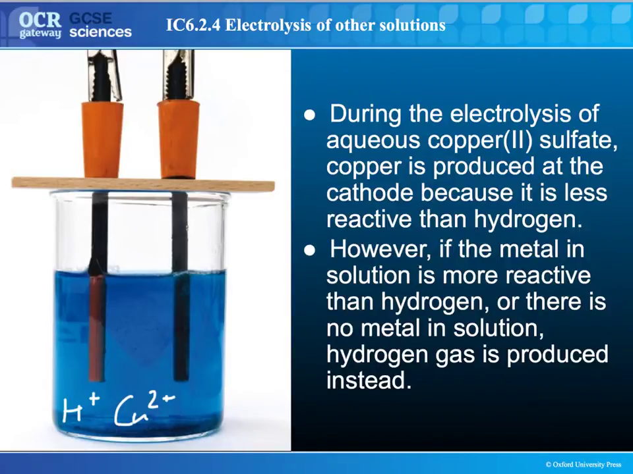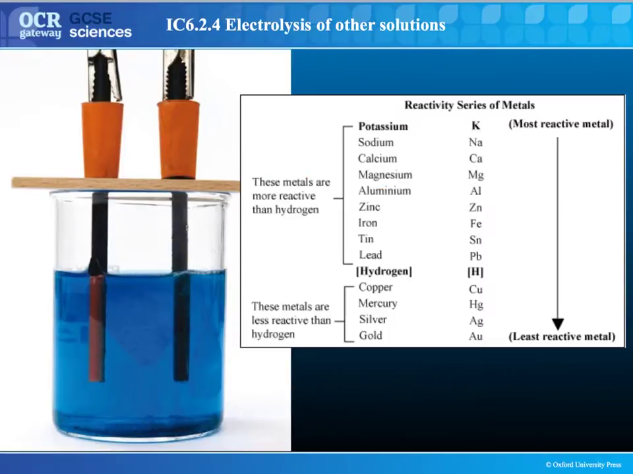If this metal was more reactive than hydrogen, then the less reactive hydrogen would be formed at the cathode and the more reactive metal would stay in solution. This can be summarized simply in this table. If it's more reactive than hydrogen, then hydrogen gas will be formed in the electrolysis of an aqueous solution containing that positive ion. And if it's less reactive than hydrogen, then the metal will be formed.